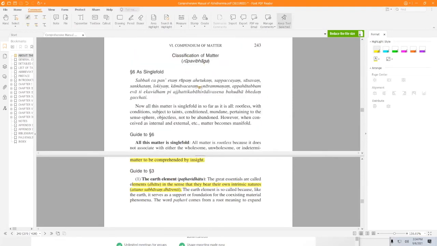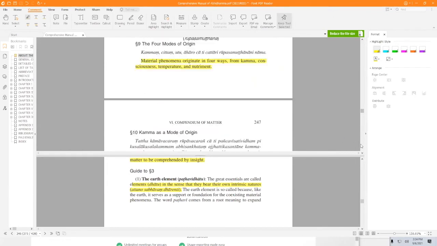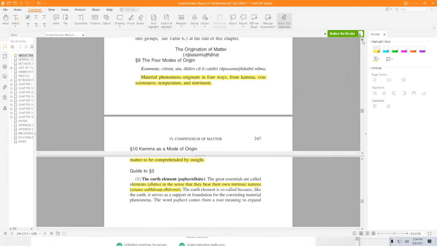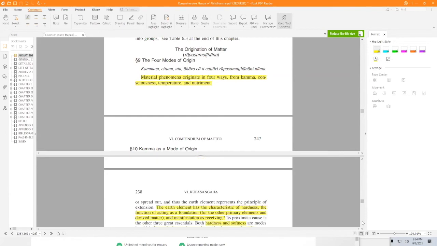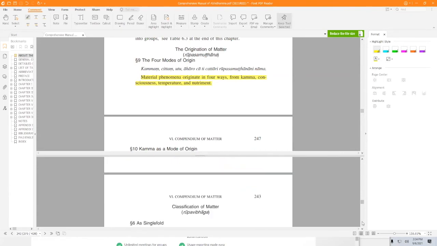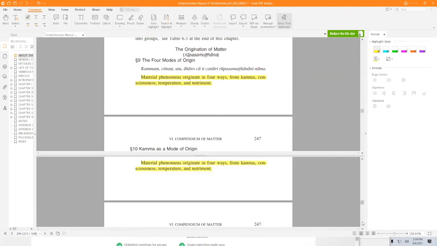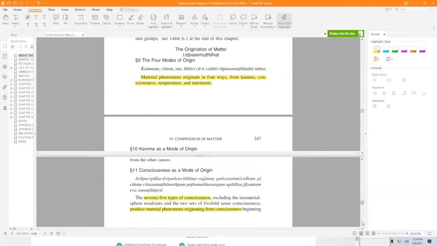I'm going to skip over these various classifications of matter and then come to the next. This is the more interesting section, on the four modes of production, modes of origin of matter.